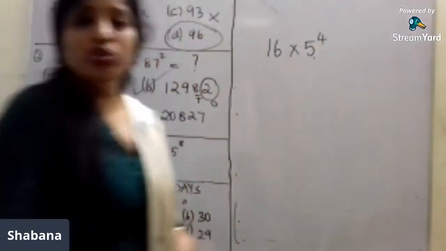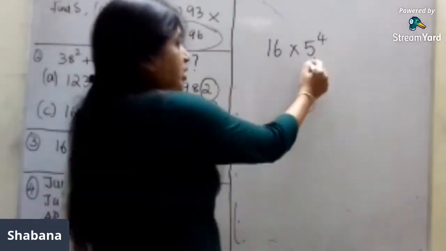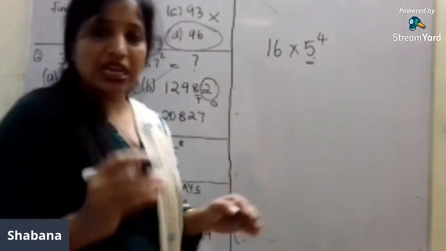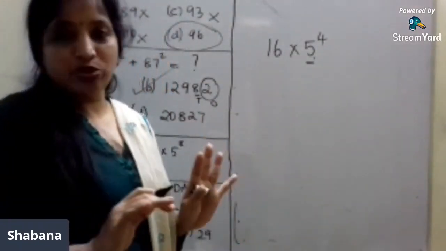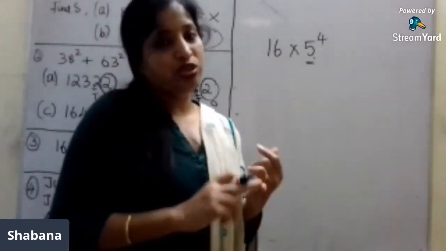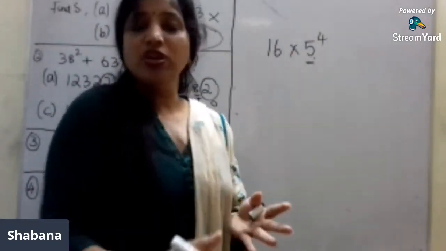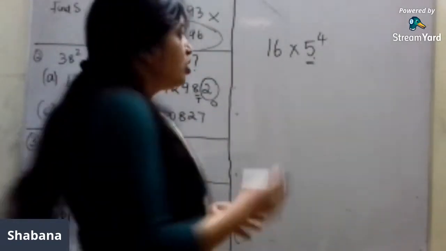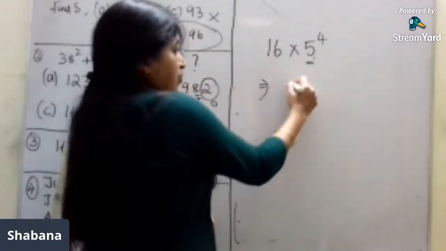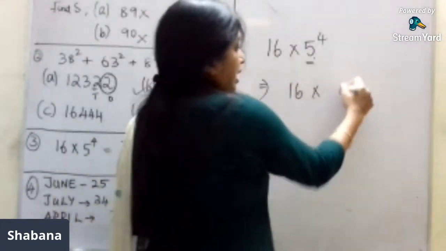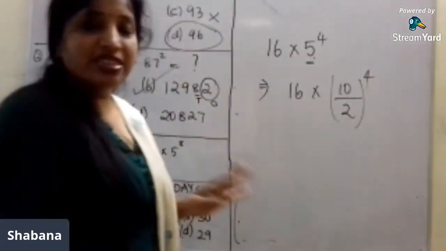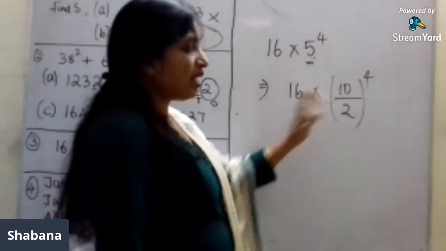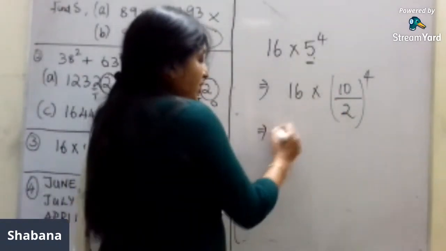So the moment you see 5, immediately you have to think that 5 is nothing else but 10 divided by 2. Because anything with 0, either you multiply or you divide with 0, it's going to be the easiest part. So I will write 16 into 5 power 4 as 16 into (10 by 2) power 4. 5 is nothing else but 10 by 2. So after this, it's very easy.